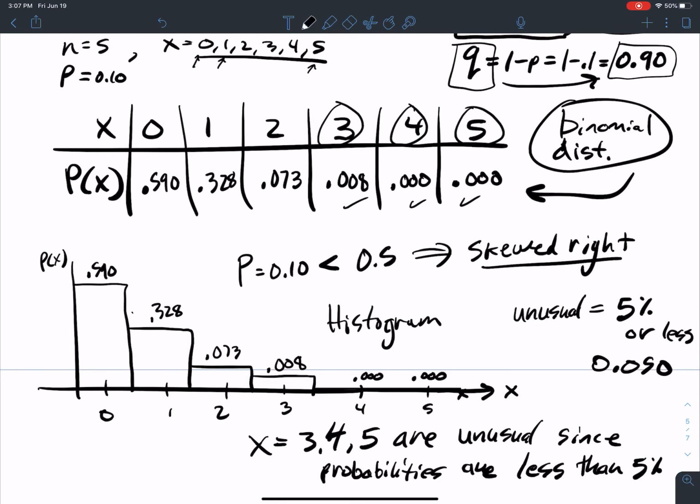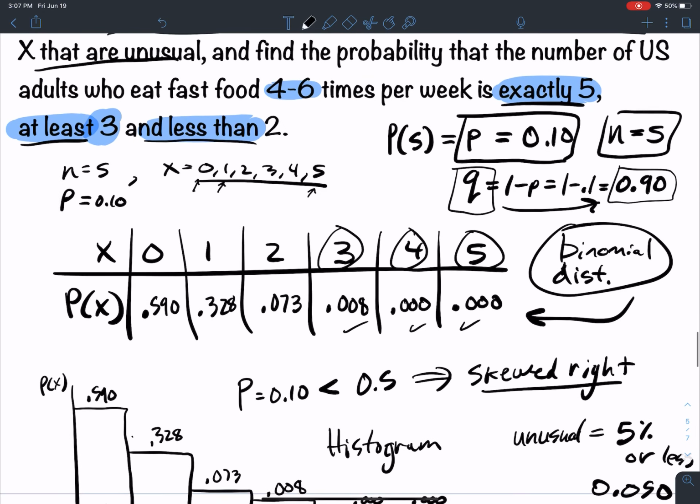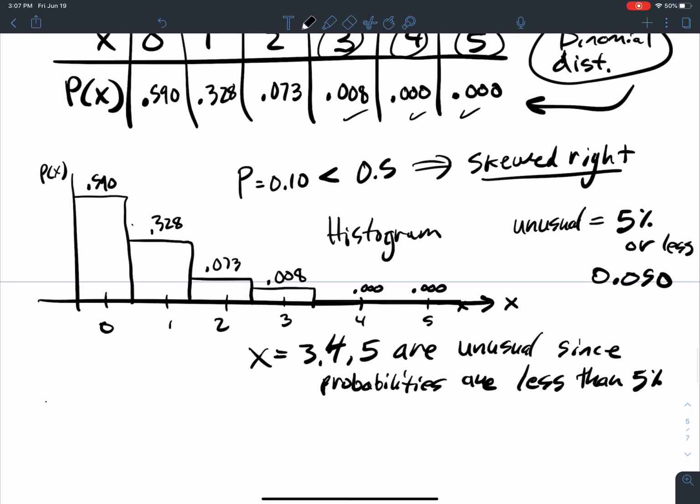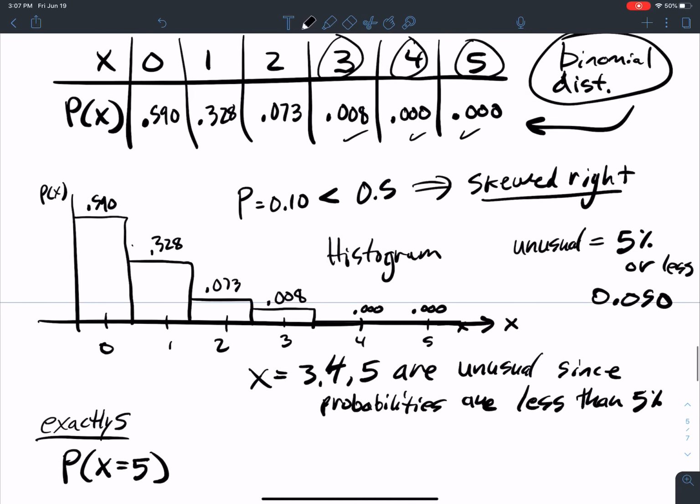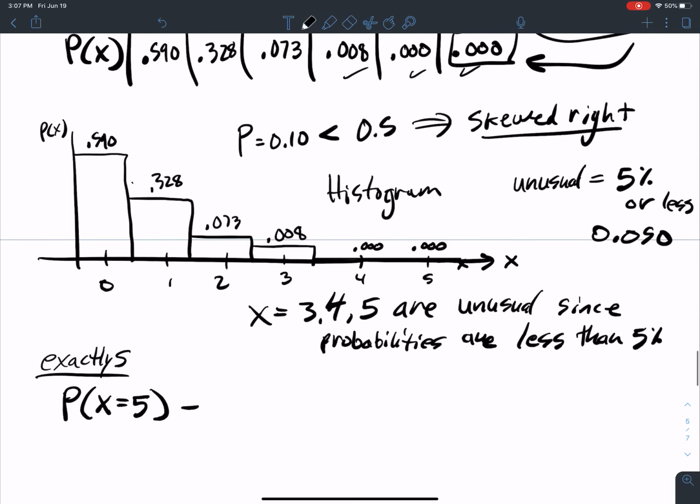Okay? Now, what are we asked to do? We're asked to find the probability that the number of U.S. adults who eat fast food 4 to 6 times per week is exactly equal to 5. Okay? Exactly 5 represents the probability x equals 5. So what does that equal to? Well, if I look at x equal to 5, that gets me this right here. So that's just 0.000. Okay? So to 3 decimal places, it's nothing.